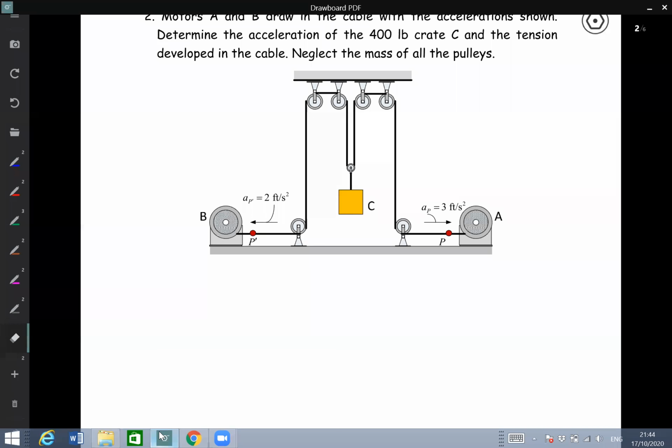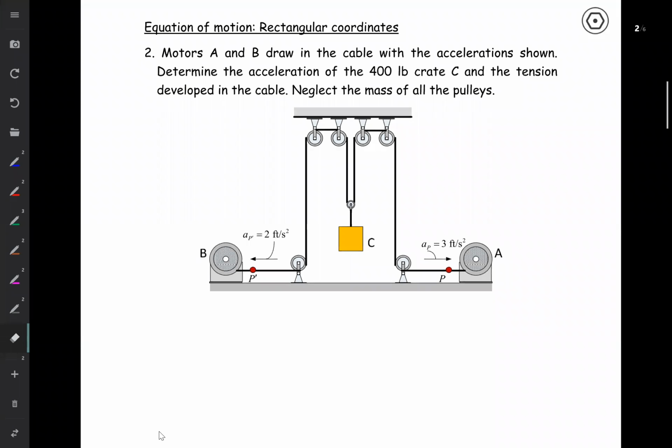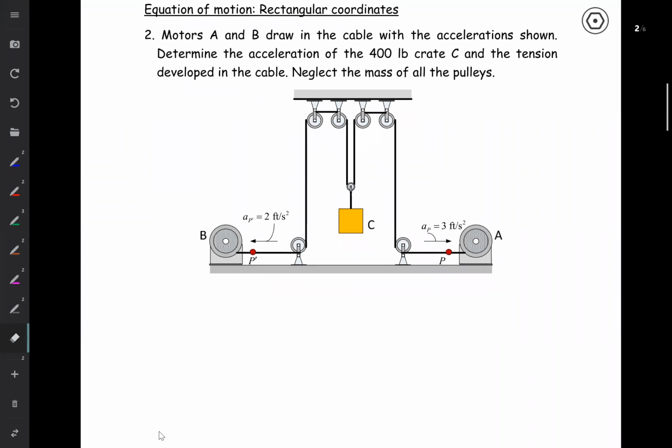Okay. Let's consider this problem. This problem is the kinetics problem in rectangular coordinates. For this system, this is a pulley system connected with motor A and motor B. Motor A draws the cable with the acceleration of 3 ft/s², and motor B draws the cable with the acceleration of 2 ft/s².